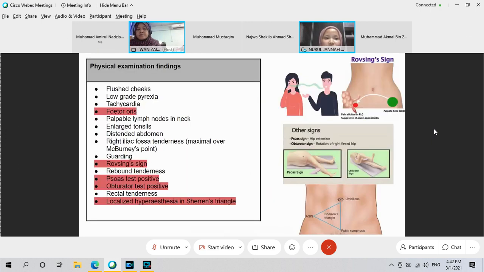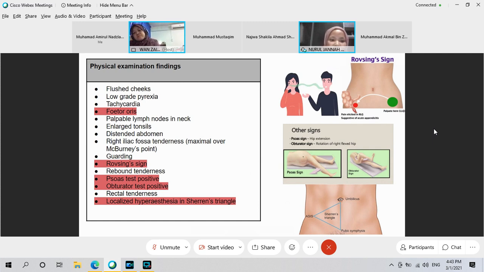Okay, next is about physical examination findings. What we can examine in the patient is flushed cheeks, low-grade pyrexia, tachycardia, foetor oris. Foetor oris is a foul oral odor, commonly called bad breath. And then palpable lymph nodes in the neck, enlarged tonsils, distended abdomen, and right iliac fossa tenderness. And then the patient will have guarding and also Rovsing's sign. Rovsing's sign is pain elicited in the right lower quadrant with palpation pressure.